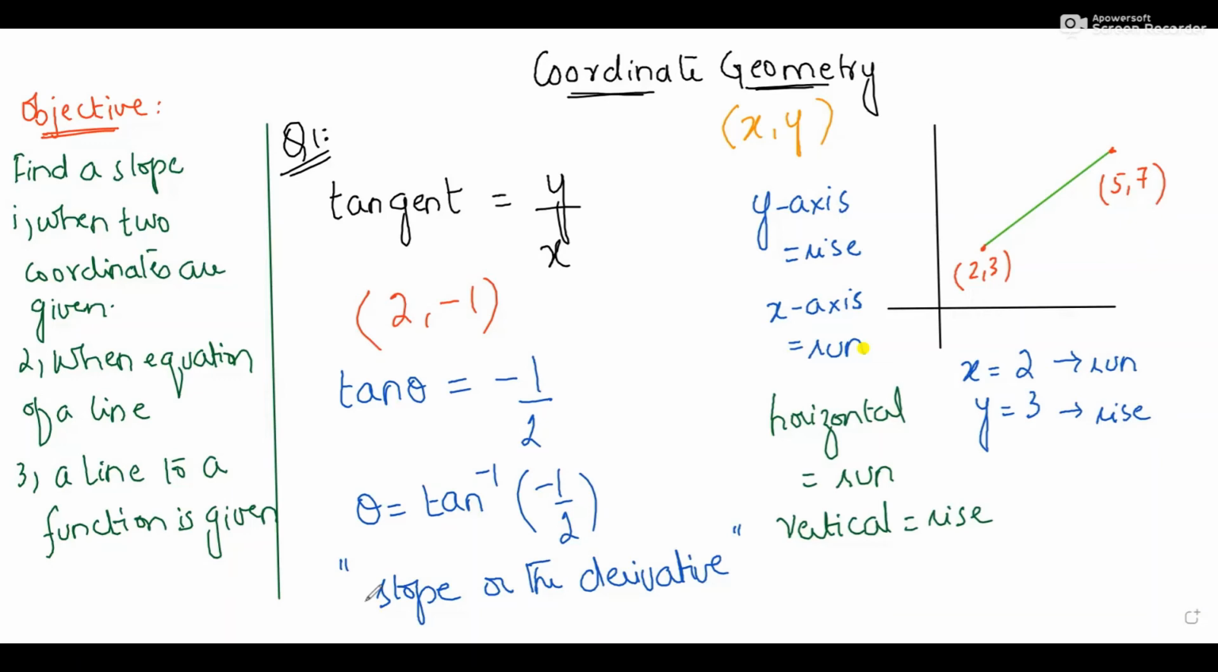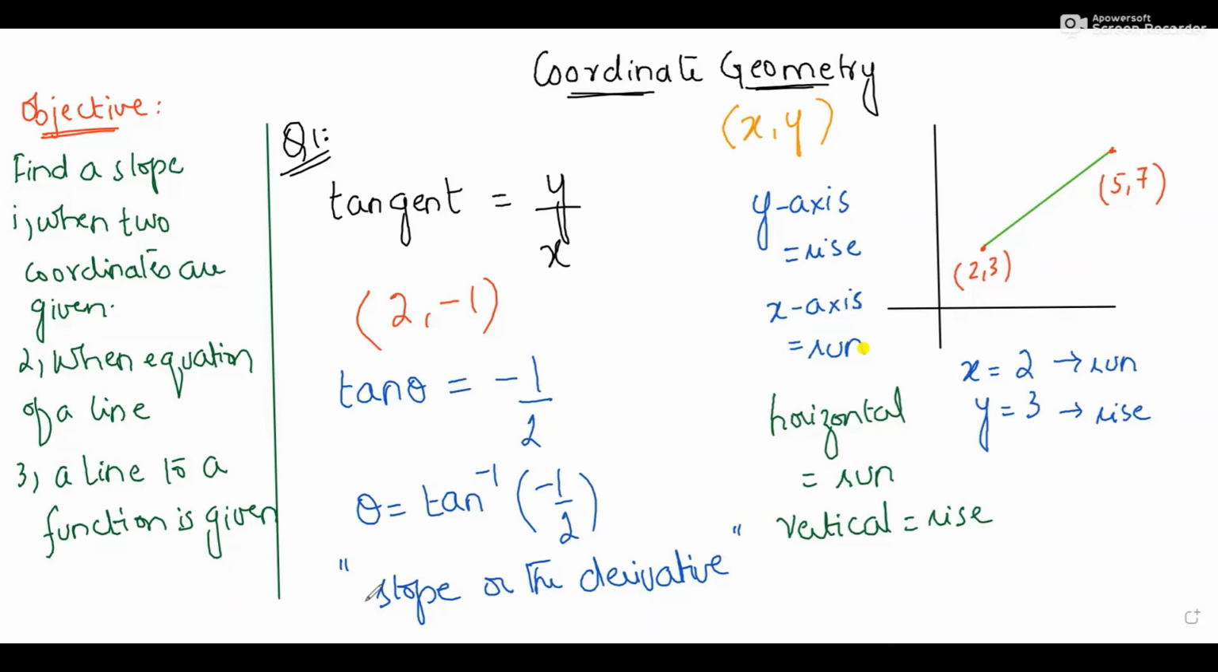The y is the vertical value and the x is the horizontal value. The value of y given in this question is -1 and the value of x is 2. After that, to receive the value of theta, you have to shift tan to the right hand side. It will become tan inverse, and after solving, you will get the final value of slope or the derivative. So these are the three main basic conditions in which you can be asked to find the slope.